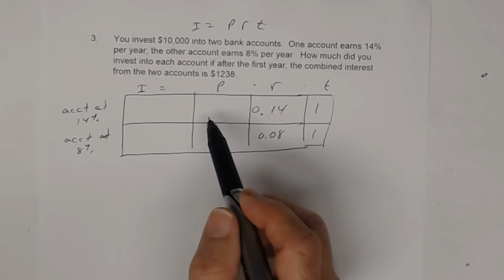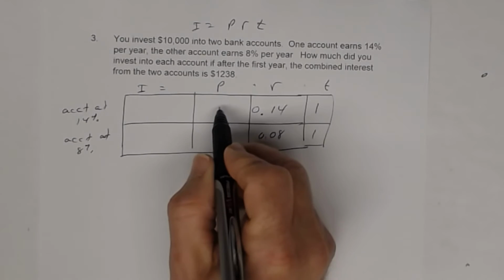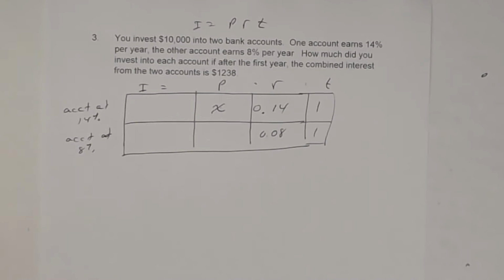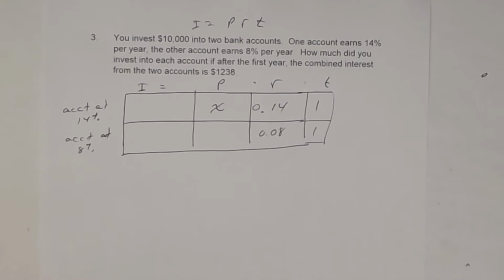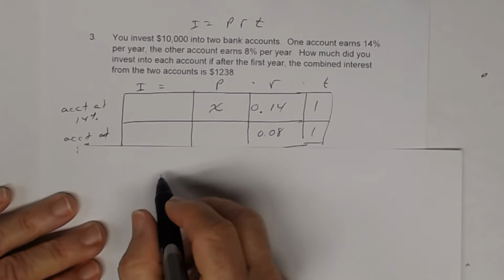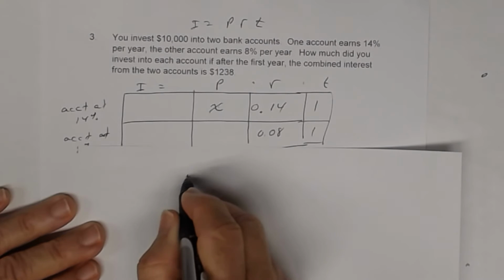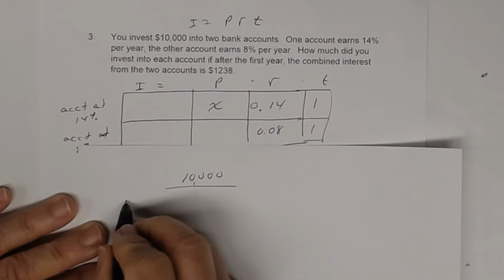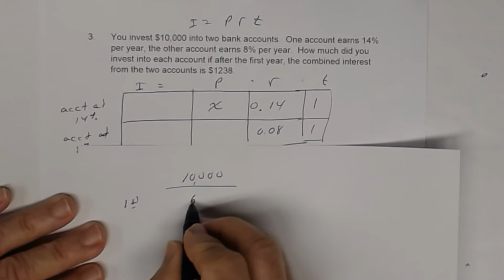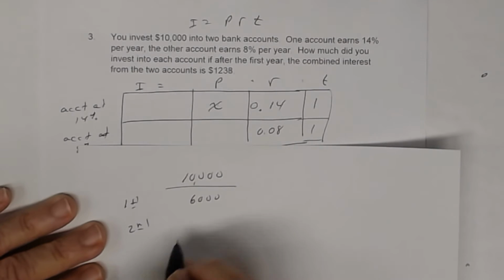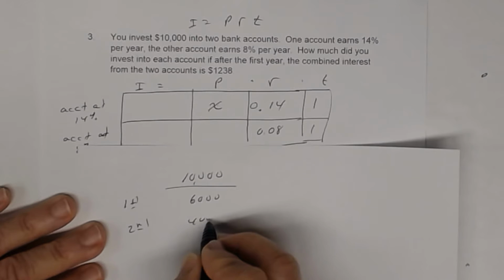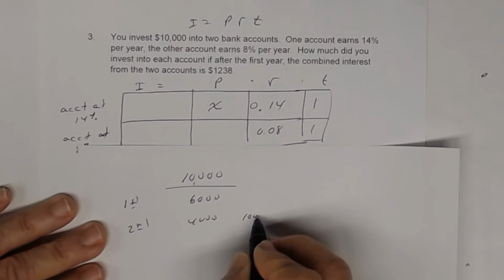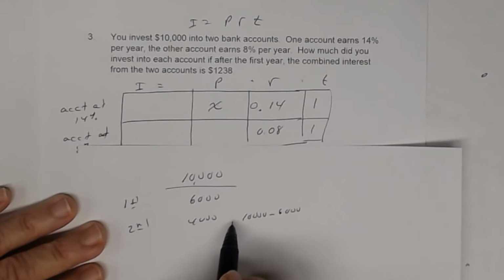But you don't know how much you put in there. So what we're going to do is let X equal the principal for that first investment. Now think about what I'm about to say. If I have $10,000 and I put $6,000 in the first account, how much will I need to put in the second account? 4,000. And how'd you get 4,000? You said 10,000 minus 6,000. That's how you got this.